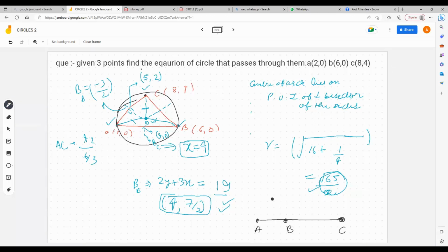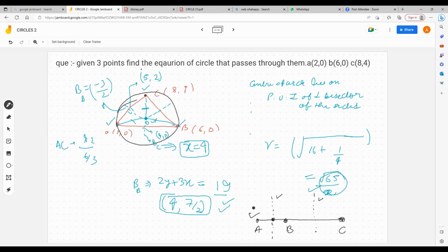Then by the above method, we can say that the center of the circle will lie on this line, which is the perpendicular bisector of AB. Similarly, the center of the circle will also lie on this line, which is the perpendicular bisector of BC. Now we can see that both these lines are perpendicular to AC, and hence they are parallel and are not going to intersect at any point. So we are not going to get the center. Since we are not going to get the intersection of the perpendicular bisectors, we are not going to get the center of the circumcircle.